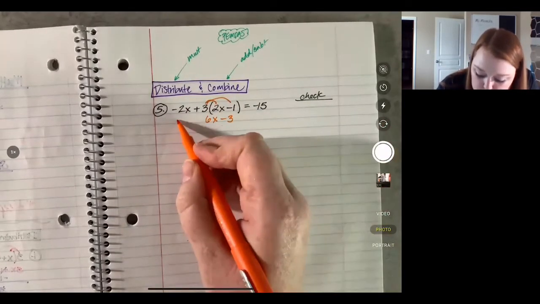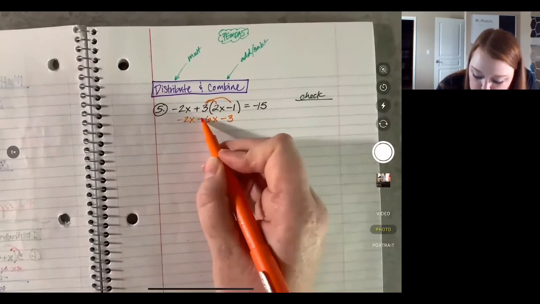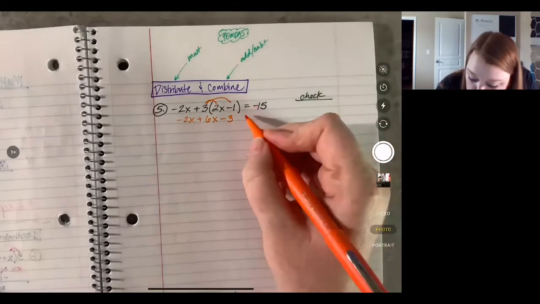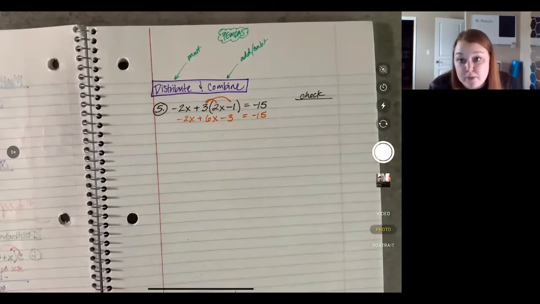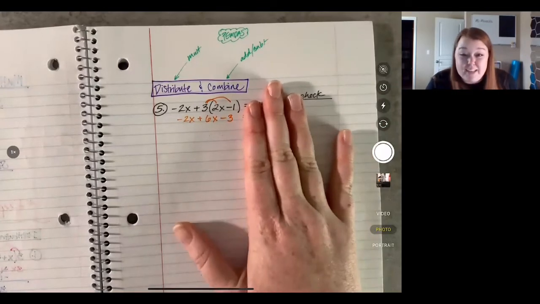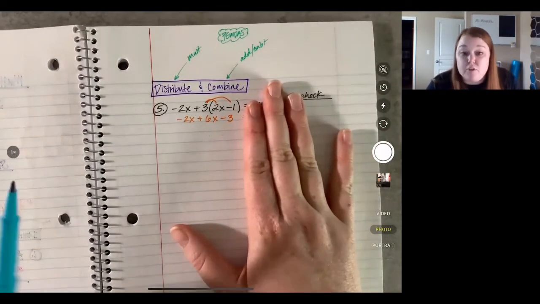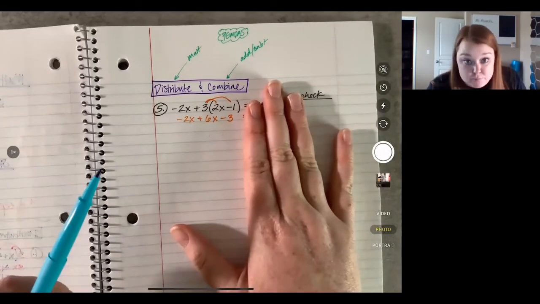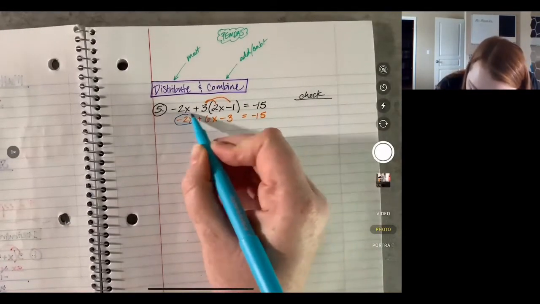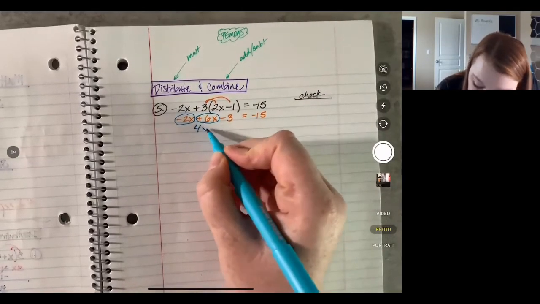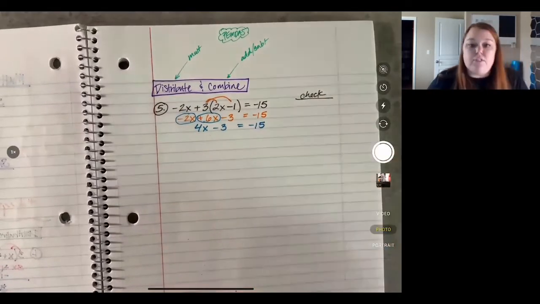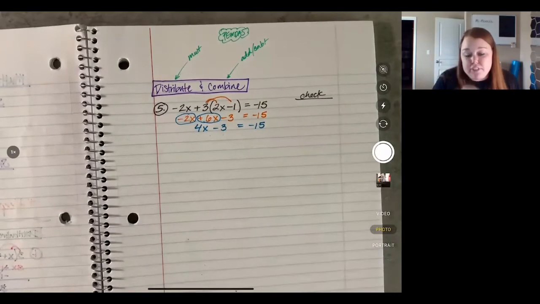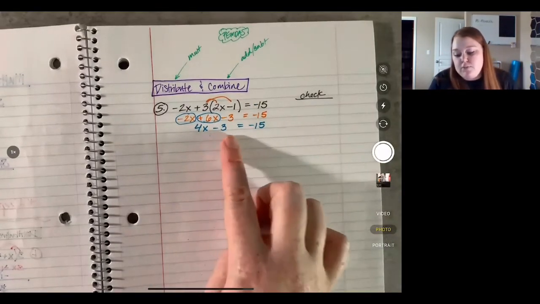I'm going to drop down anything that wasn't used. This 6x was positive, so I'll drop a plus sign in front. Drop down my equal sign, drop down my negative 15. So all I did was distributive property. Maybe I'm done simplifying, but maybe I'm not. Let's look at the left side. Is there anything I can do to simplify this further? Yes, I can put my x terms together. Negative 2x plus 6x is 4x. Drop down minus 3, the equal sign, and the negative 15. Now, after I've cleaned that up, I'm left with 4x minus 3 equals negative 15.